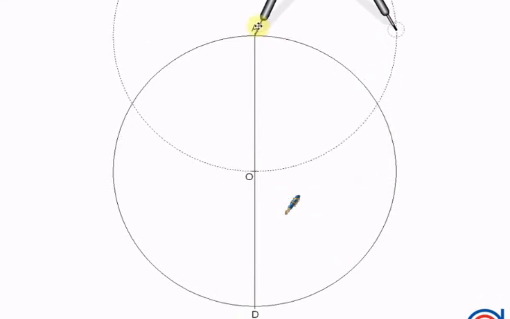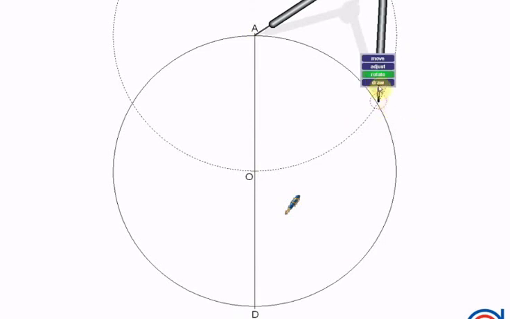So the next step, with our compass set to the length of the radius of the circle and centered on point A, we scribe an arc which cuts the circle at 2 points, as can be seen here in the video.